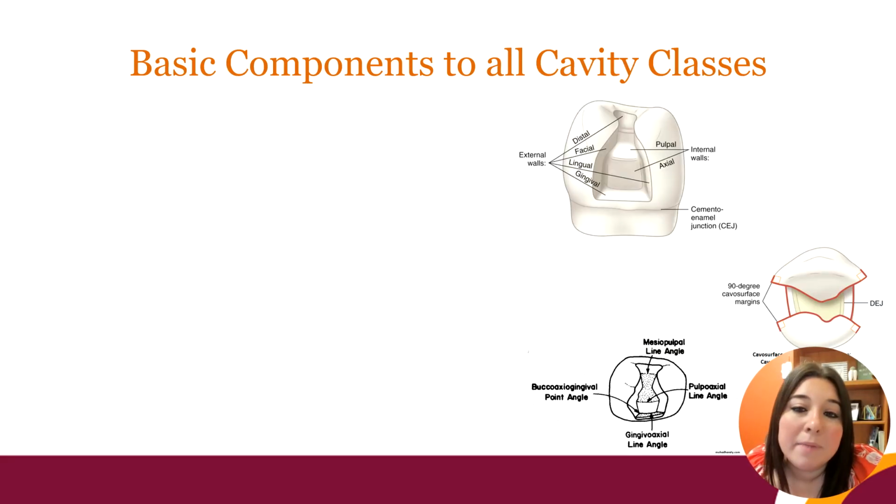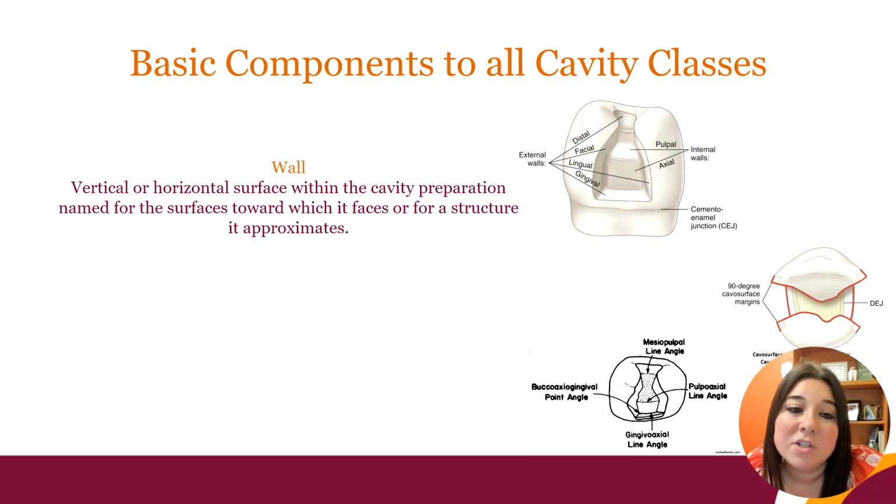There are basic components to all cavity classes. So each tooth has walls for their cavity preps, which is a vertical or horizontal surface within the cavity preparation named for the surfaces towards which it faces, or for a structure it approximates. So as you can see in the picture to the side, there are some external walls, the distal, the facial, the lingual, the gingival wall. And then there are also some internal walls, such as the pulpal wall or the axial wall.